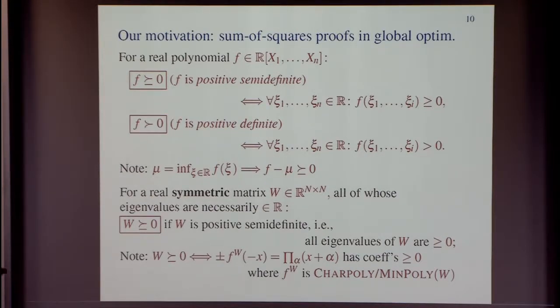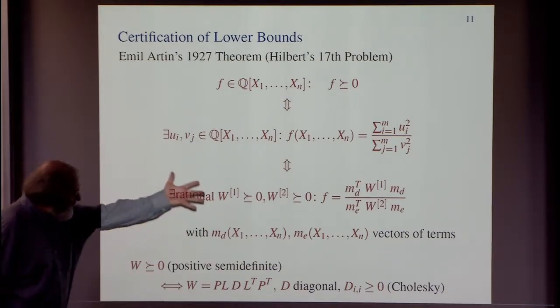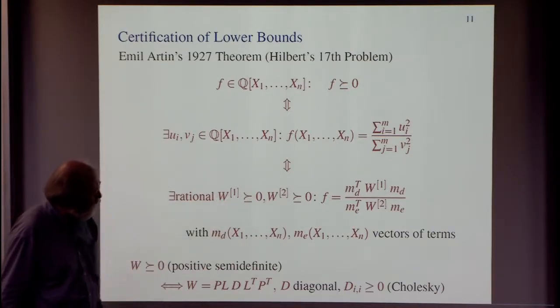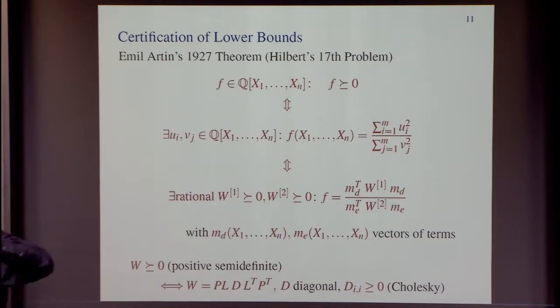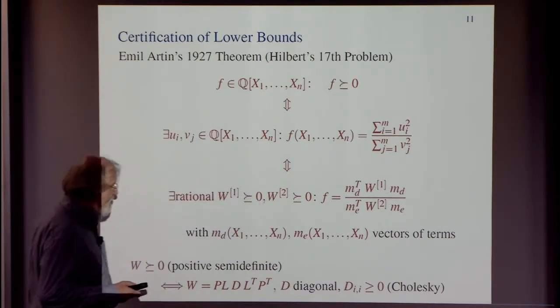So from the characteristic polynomial of this positive semi-definite matrix, we will be able to prove that the matrix is positive semi-definite. That's why we want to have a certificate for the characteristic polynomial. So it comes from this fraction of sums of squares. You can take a fraction of sums of squares and write it as a bilinear form where the vectors are vectors of terms. And the reason why this is an if and only if is because a positive semi-definite matrix has a Cholesky factorization. So you can go from this matrix identity back to the sums of squares.